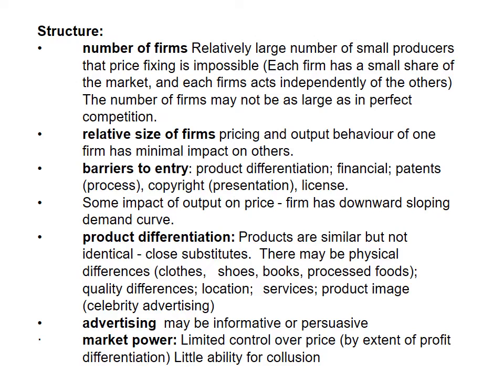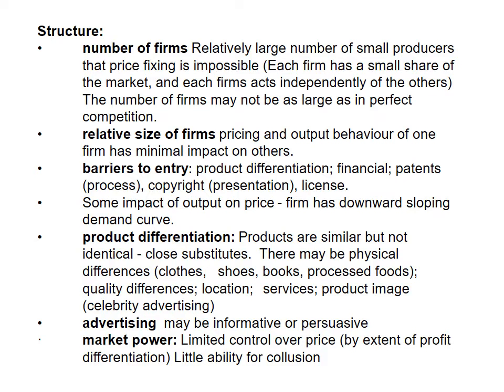So, structure. Number of firms, a relatively large number of small producers. So price fixing is impossible. Each firm has a small share of the market and each firm acts independently of others. The number of firms, though, might not be as large as when we're dealing with perfect competition. Relative size of firms, the pricing and output behavior of one firm has minimal impact on others.